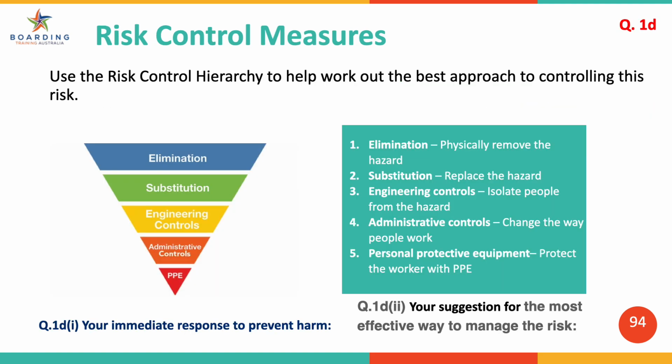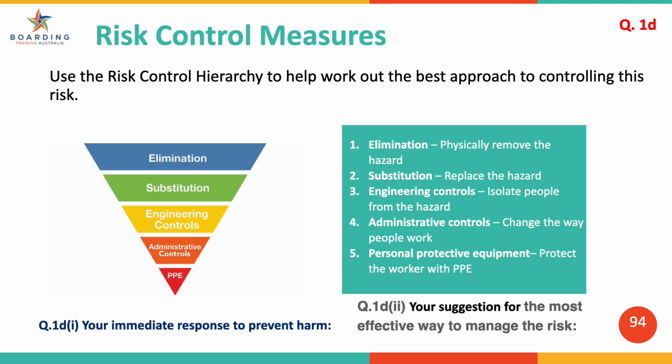And so we go to the hierarchy of risk control, and ideally you would eliminate it. So if you're coiling up a hose and removing a hose from a pathway, then you eliminate it. And if you can, that is the best way to do it. And so what you're writing down here is your suggestion to maintenance for the most effective way to manage that risk.